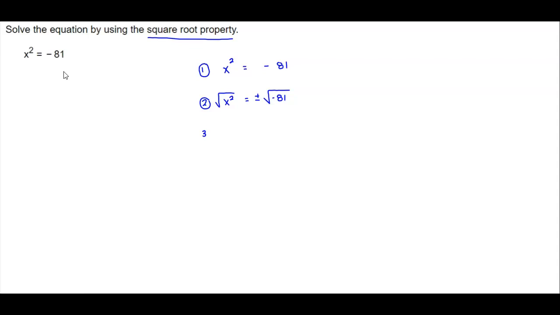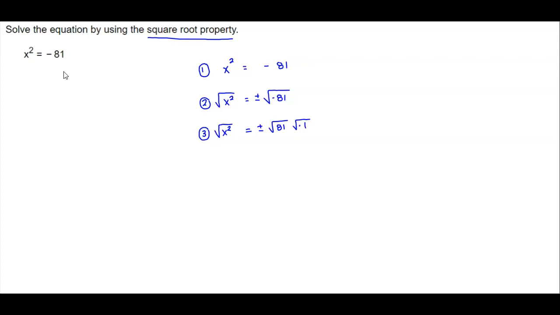Now before we go any further, let's go ahead and rewrite the left side, which is the square root of x squared. And then on the right side, what we're going to do is factor out the square root of negative 1. So we have the square root of 81, which is a perfect square, and then we have the square root of negative 1.